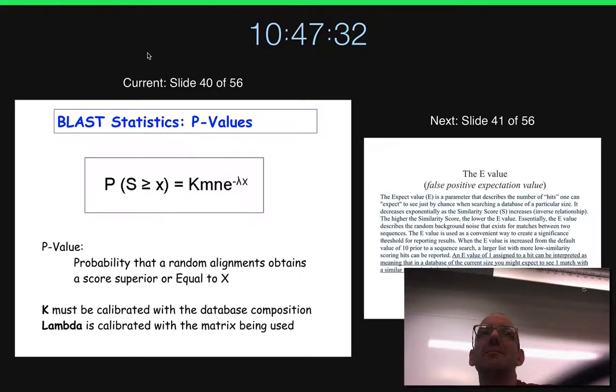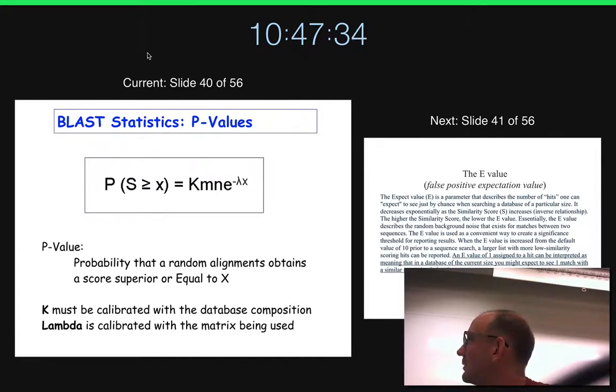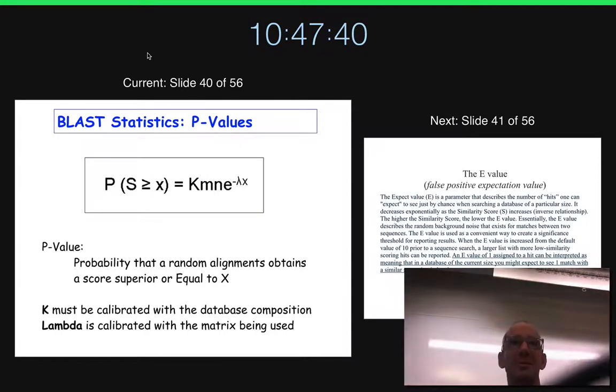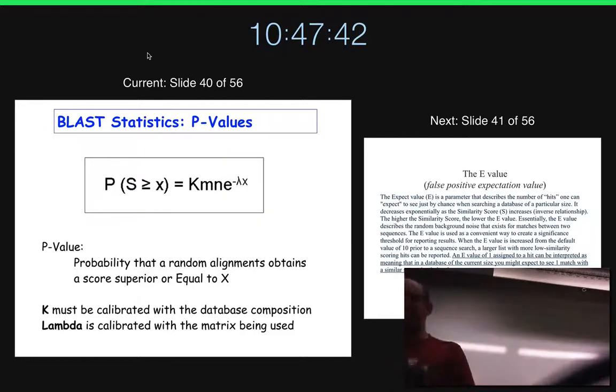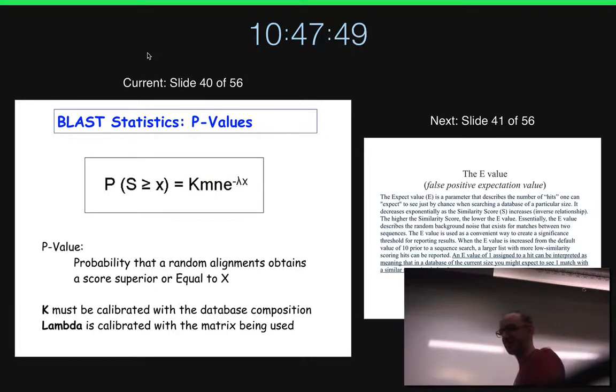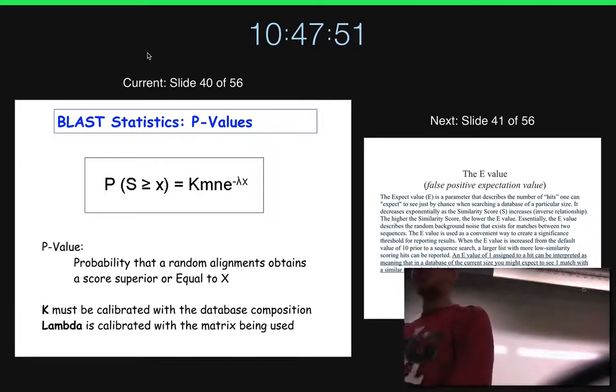Is E a variable, or is that times 10 to the? No, it's the natural logarithm. Oh. The base for the natural logarithm.